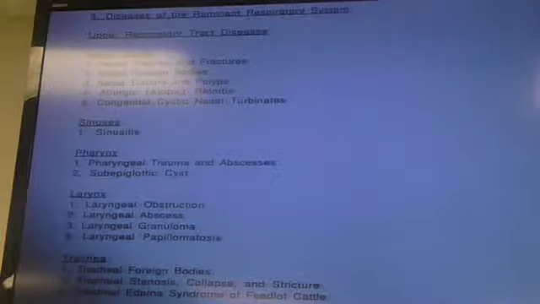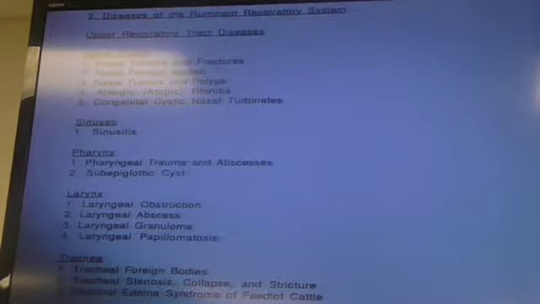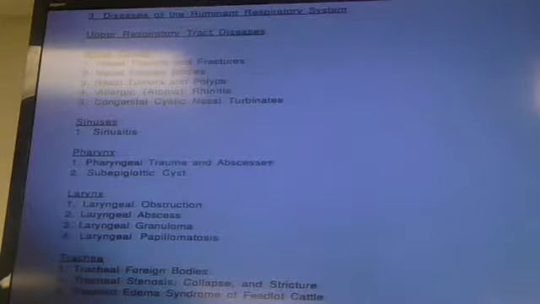We started looking at diseases of the ruminant respiratory system, and we started in the upper respiratory tract. Basically we're going from the nasal cavity on backwards and down the respiratory system. So it's just one way that you can organize your study, just to start at one end and work your way to the other end.